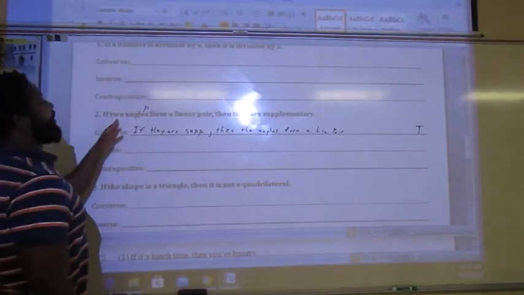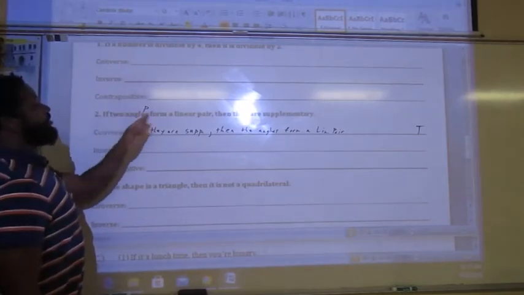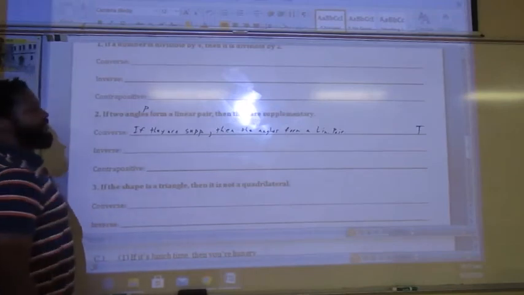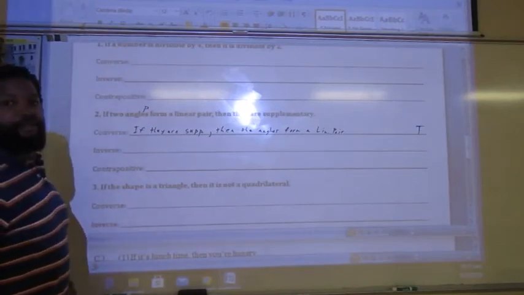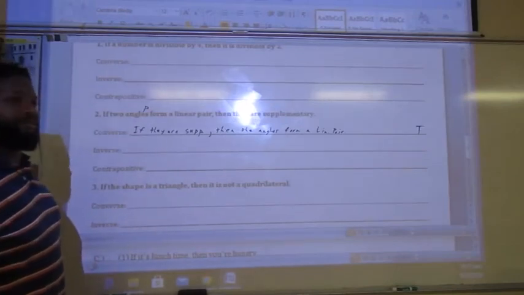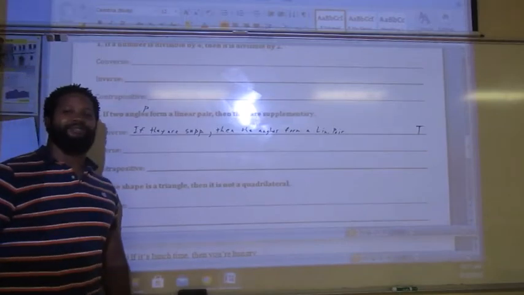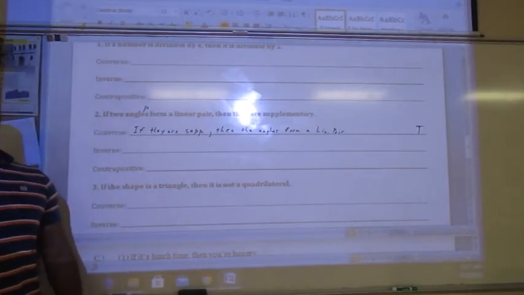Inverse. If 2 angles are not a linear pair, then they're not supplementary. Is that true? No. Yes, maybe.